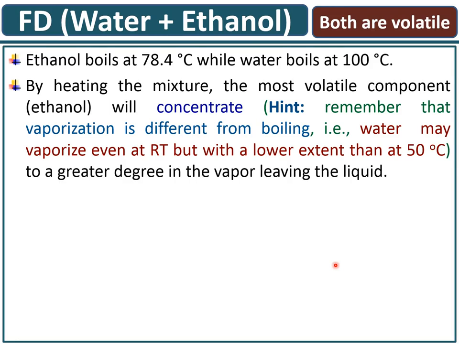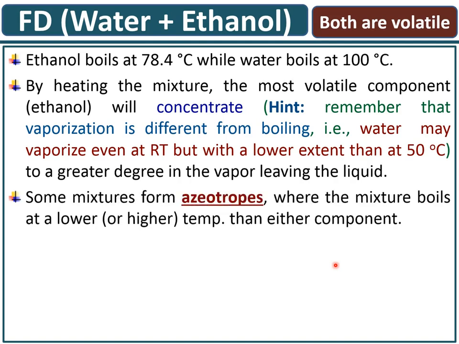But for non-ideal solutions, the boiling point may be higher than both of them, or sometimes lower than both of them, based on the deviation from ideality, whether a negative deviation or a positive deviation. For this mixture, water and ethanol, they form what we call an azeotrope, where the mixture boils at a lower temperature than either component. This is for water and ethanol.